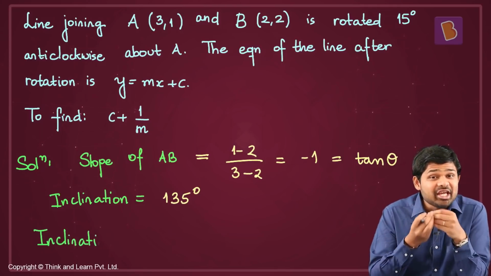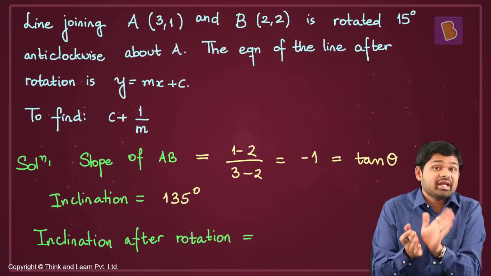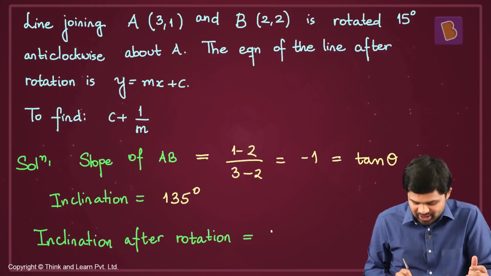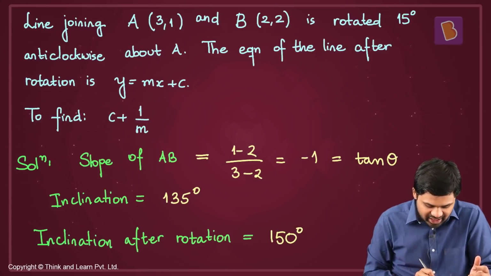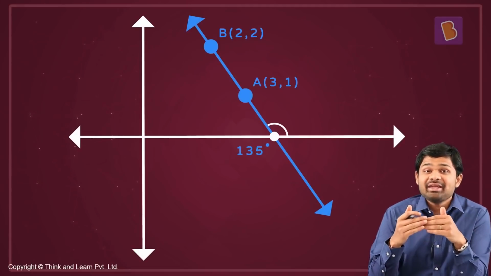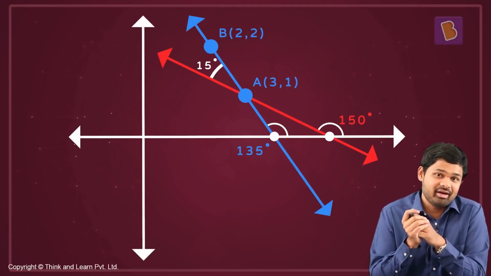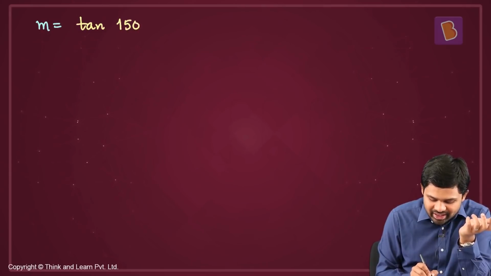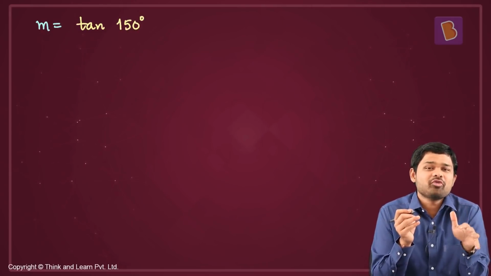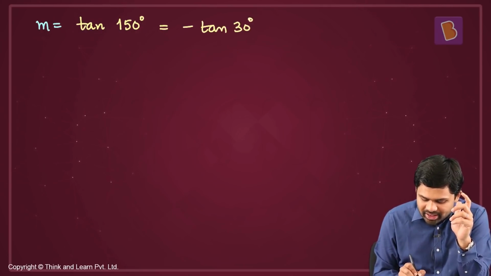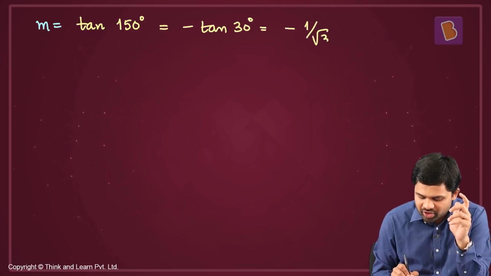So what is the inclination of the line after rotation? We are rotating it 15 degrees anti-clockwise, so the angle is going to be 135 plus 15, that's going to be 150 degrees. So now we have the angle that the line makes after rotation with the positive x-axis. So we can definitely find out the value of the slope. The value of the slope is going to be tan of 150 degrees. Tan 150 is nothing but tan of 180 minus 30. So that's going to be minus tan 30, which is equal to -1 over root 3.